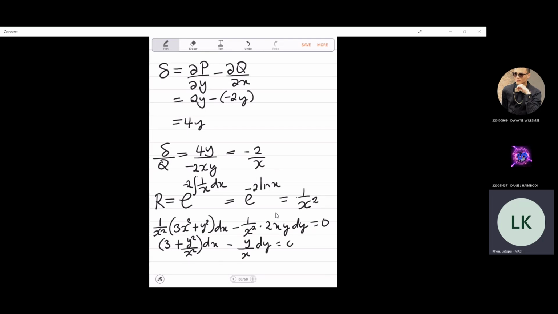dy, this is 0. So now our p is 3 plus y squared over x squared, and our q is negative 2y over x. Okay, so we have to differentiate each of these. Sorry, negative 2. The 2 should still be there. Okay, so now we will differentiate p with respect to y and q with respect to x and see if our values are the same.